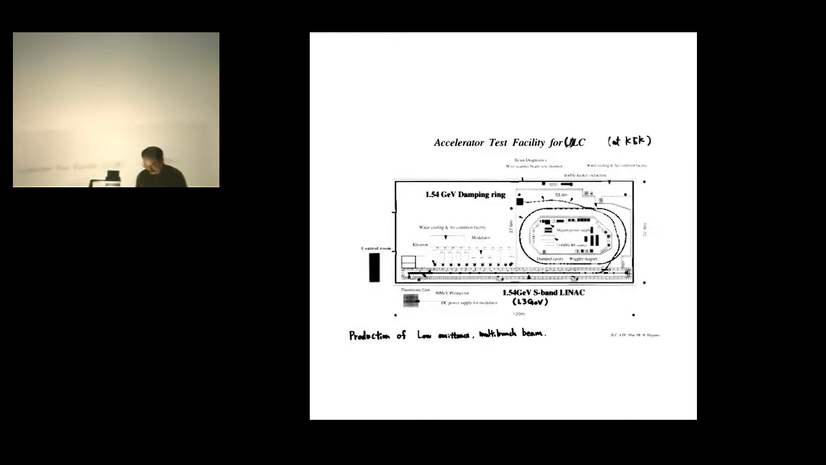Okay, let me go to ATF at KEK. This is a test facility to test the production of low emittance and multi-bunch beams. There is an S-band linac as an injector for this damping ring. The circumference is about 140 meters. Then the beam is extracted to this line with many beam diagnostics instrumentation.